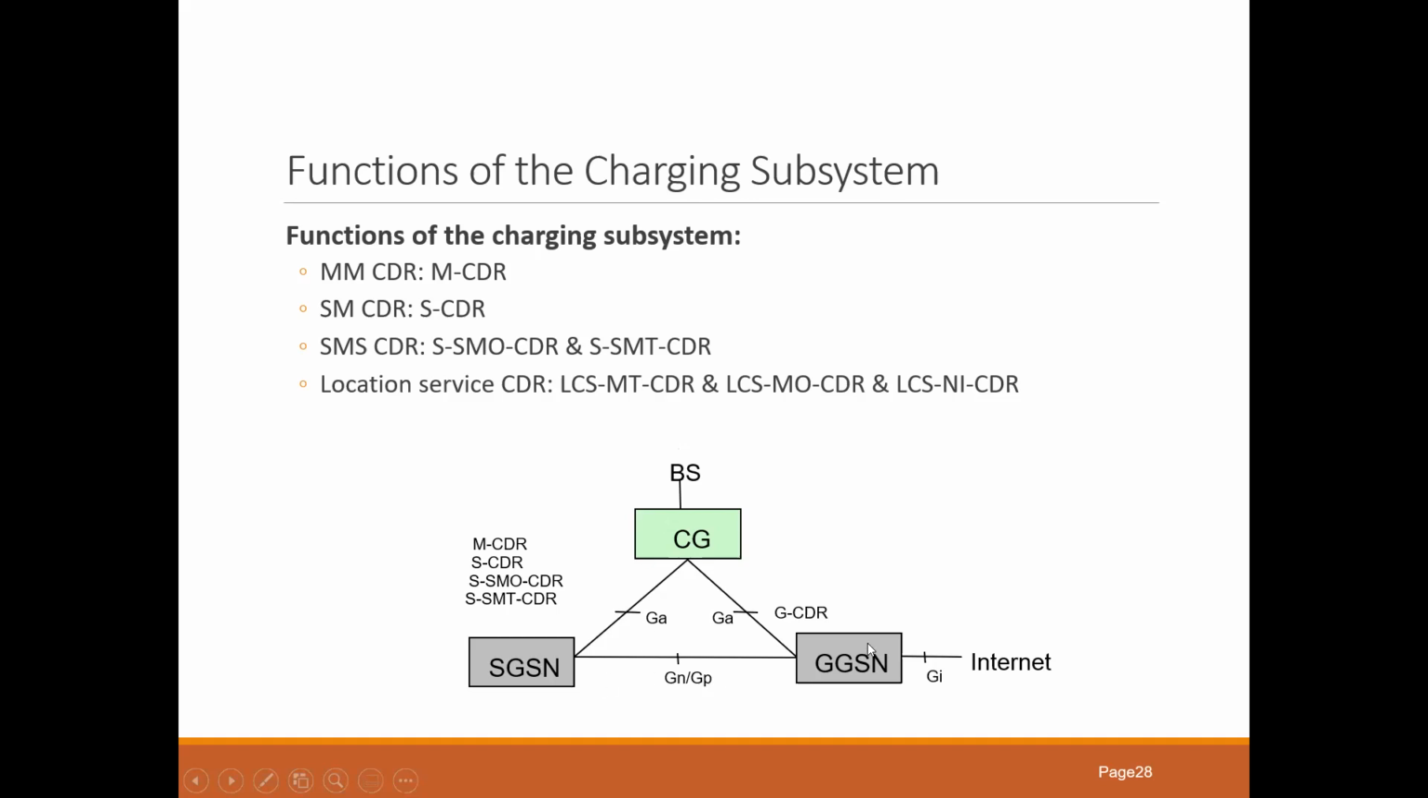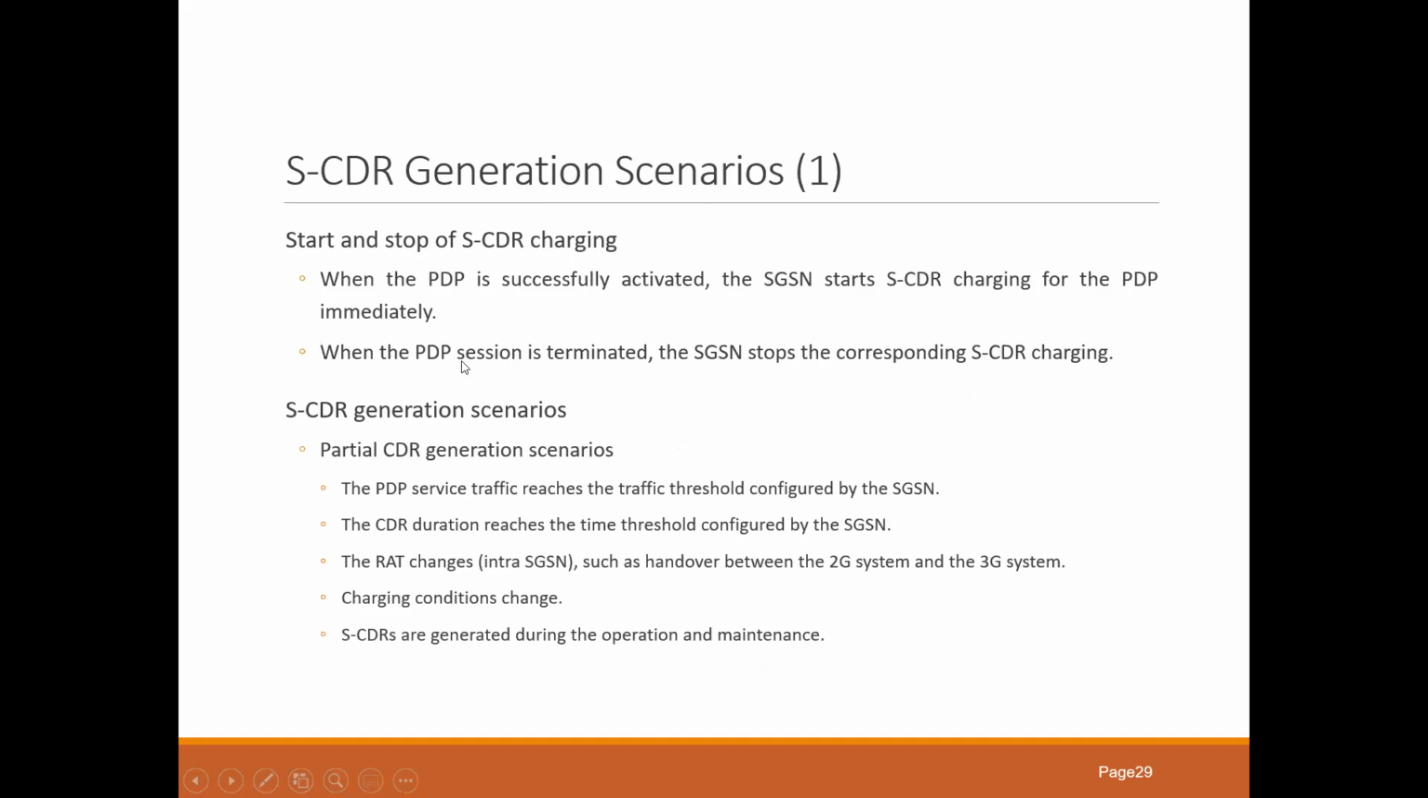So SGSN and GGSN are communicating with the GN GP interface, and then the charging gateway communicating with the CDRs is going to be on the GA interface and then the GI interface. There are different types of CDRs. One is your mobility CDRs, one is your SGSN CDRs, and then there are some SMS related and location related CDRs. Usually, we are concerned with these two types of CDRs, SCDRs and MCDRs, or usually in most of the cases it is SCDRs. So we're going to just check how your CDRs are generated.